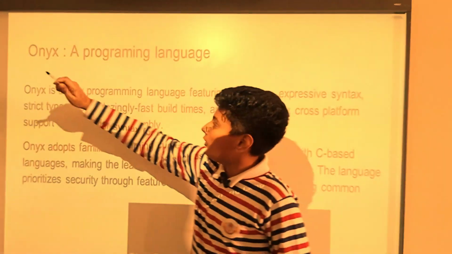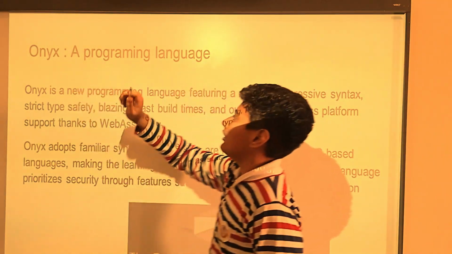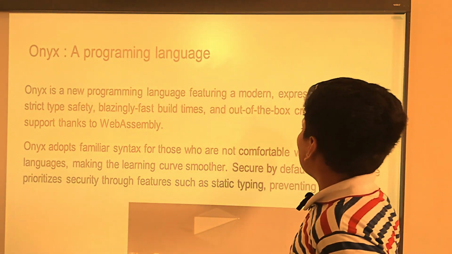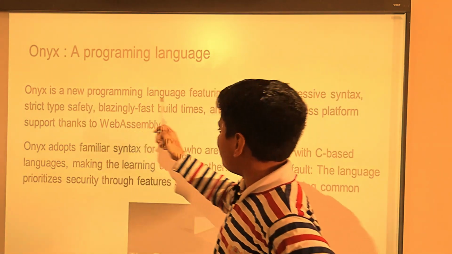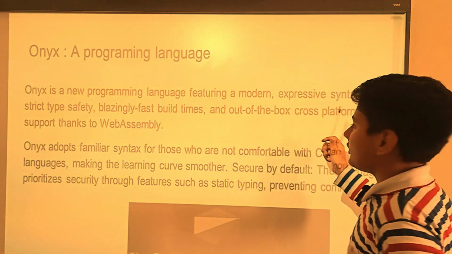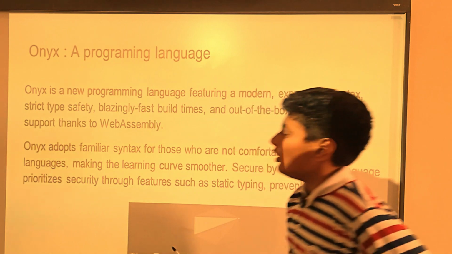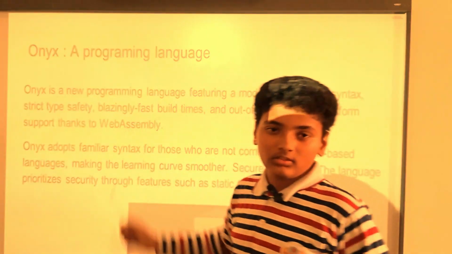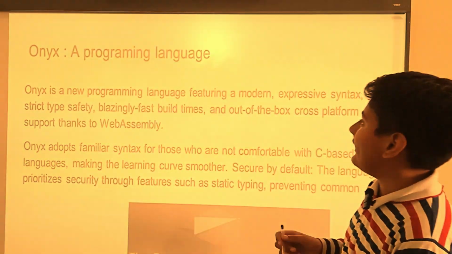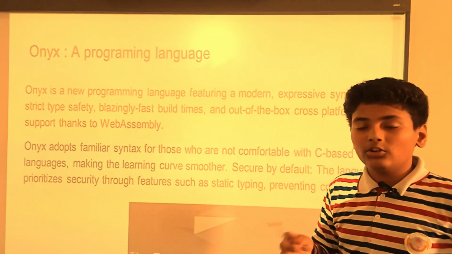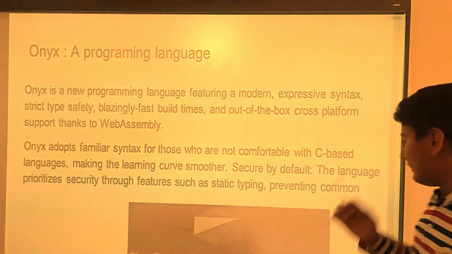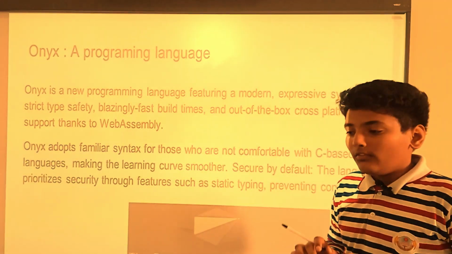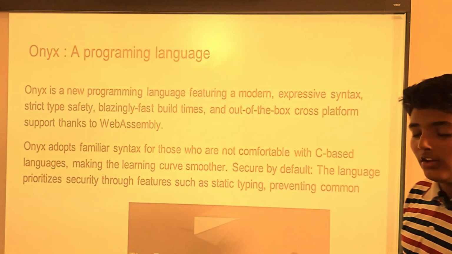What is the spelling of this language? Onyx. Onyx is a programming language featuring a modern, expressive syntax, strict type safety, blazing fast build times, and out-of-the-box cross-platform support thanks to WebAssembly. So Onyx is actually a programming language which protects our web servers, so that no hacker could control them, or it can also be prevented as static typing or strict typing, which is very harmful to our servers or web servers.